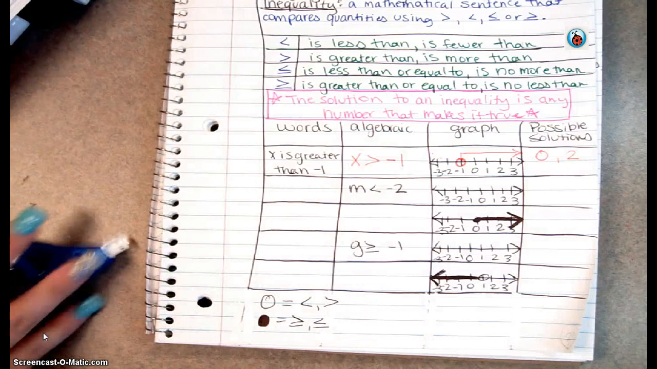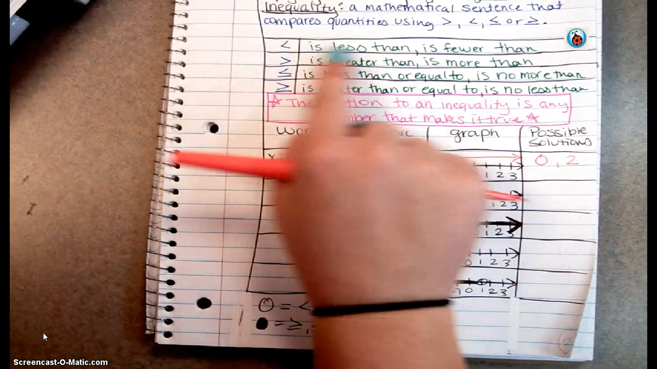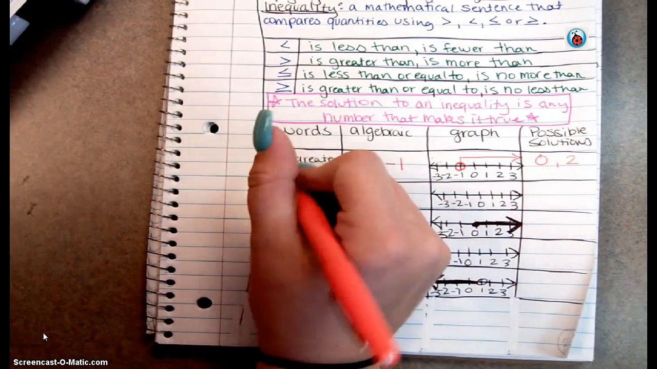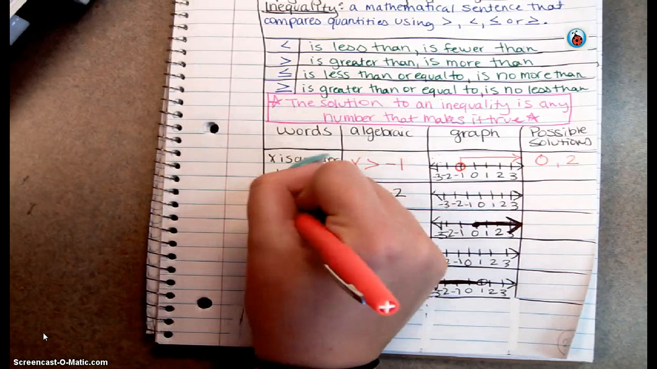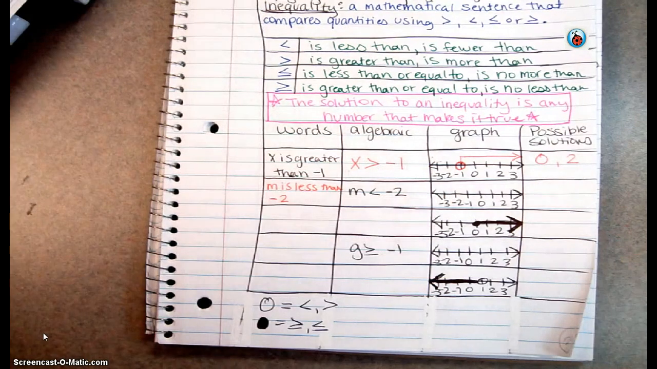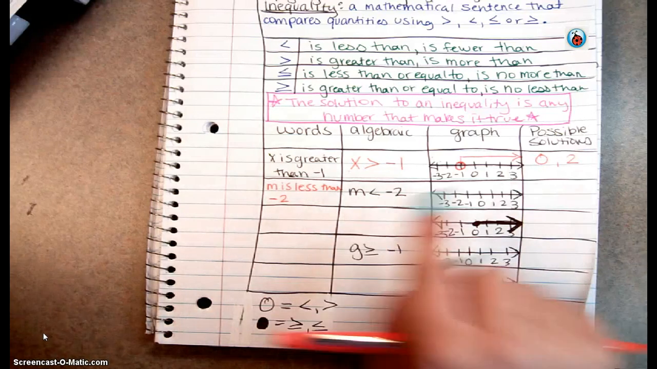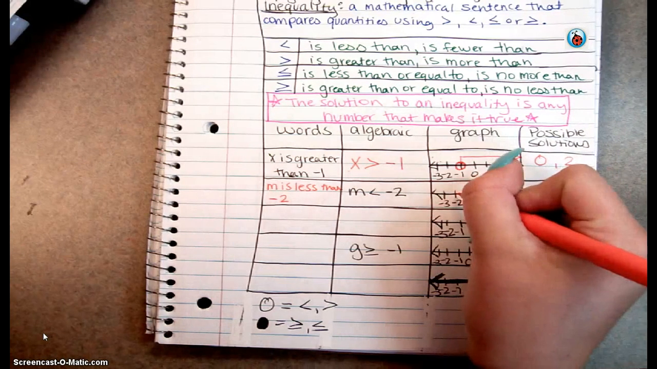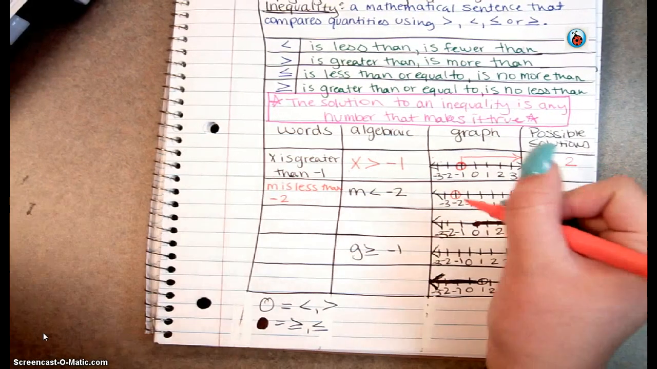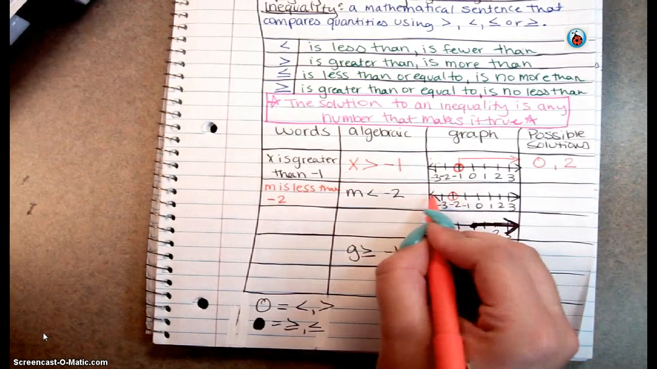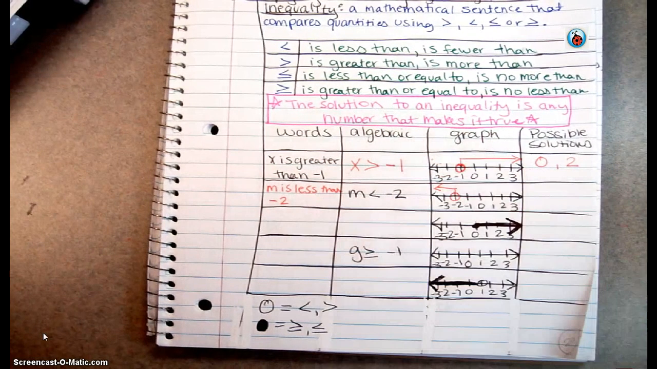All right, let's read the next one. I see m is less than negative 2. So I'm going to write m is less than negative 2, okay? So I already have my words. Here's my algebraic. I see that it's less than, so it's not equal to, so I'm going to put an open circle on negative 2. Okay, when I'm drawing this one, I'm going to shade in the direction less than, or draw a line. So I'm going to draw a line.